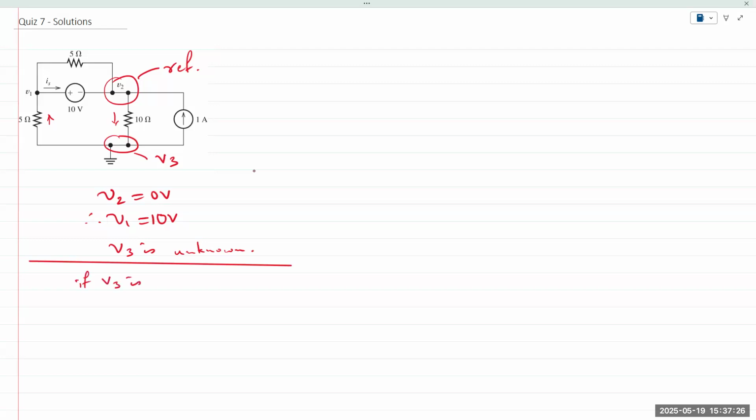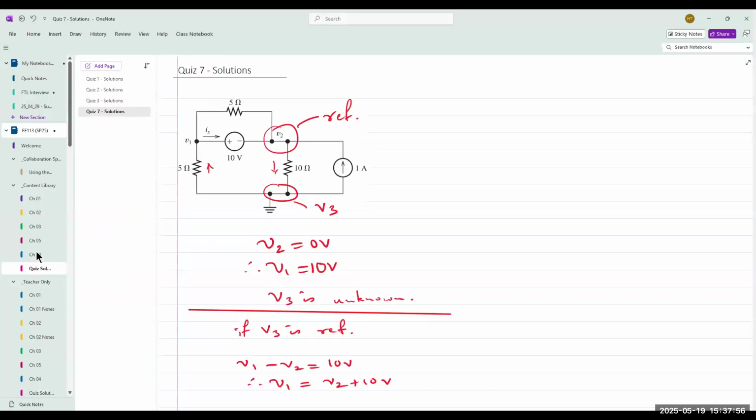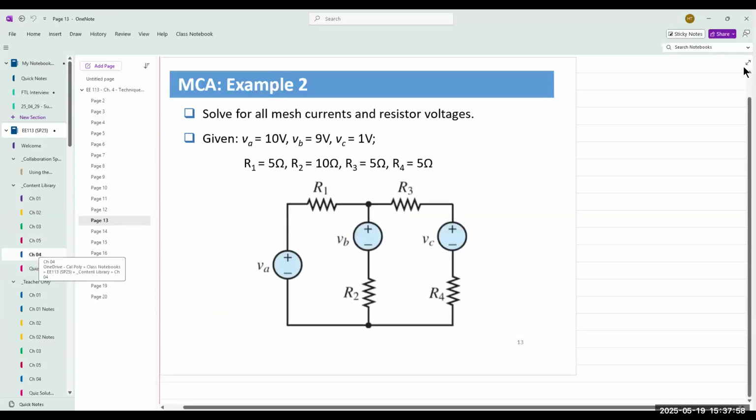So if V3 is reference, we can write an additional equation in terms of V1 and V2. V1 minus V2 is 10 volts. And so we can express V1 as V2 plus 10 volts. We still only need one equation. And that's it. Anyway, you can think on that later after we are done.